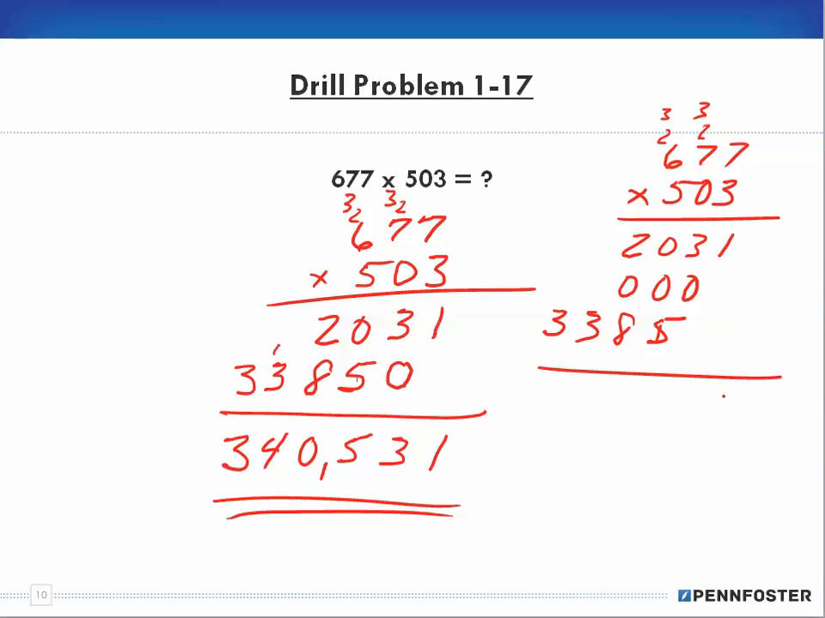Now when I add it all up, bring down the 1. There's nothing under it. 3 and 0 is 3 in the tens. 0, 0, and 5 is 5 in the hundredths. 2, 0, and 8 is 10, carry my 1. 1 and 3 is 4, and bring down my 3.